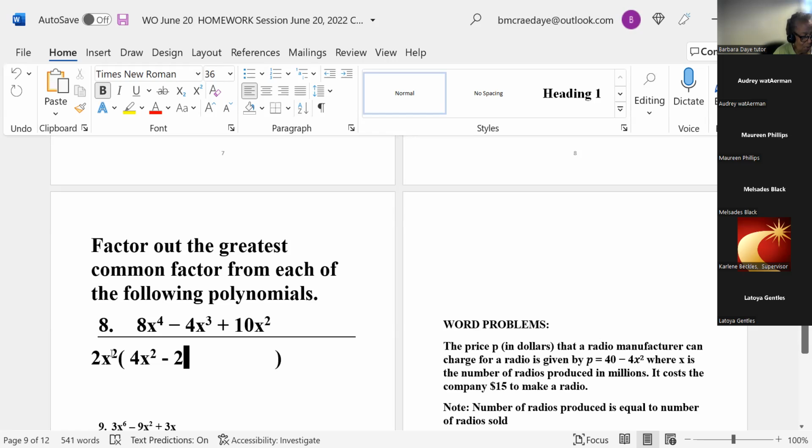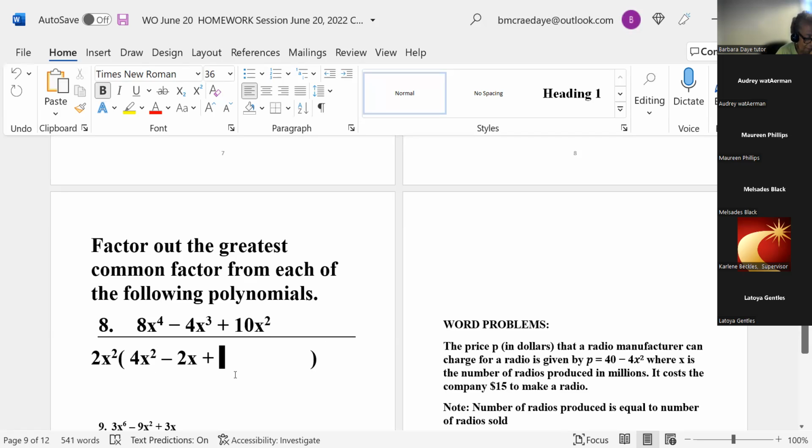Okay, wait a minute. X to the second times x to the what power gives x to the third? X to the 1. It would just be x to the 1, Audrey. 2 plus 1 would give you the 3. Oh, yeah, 2 plus 1 is 3. Okay. Now, Audrey, I'm at the 10x to the second. So 10 times, 2 times what number gives you 10?